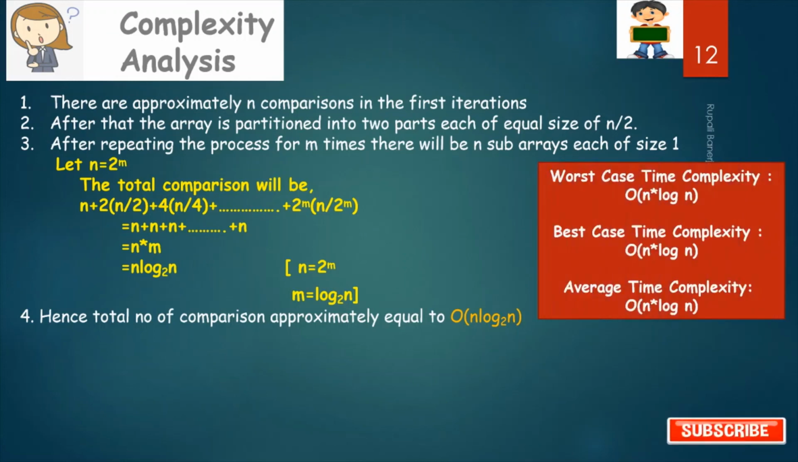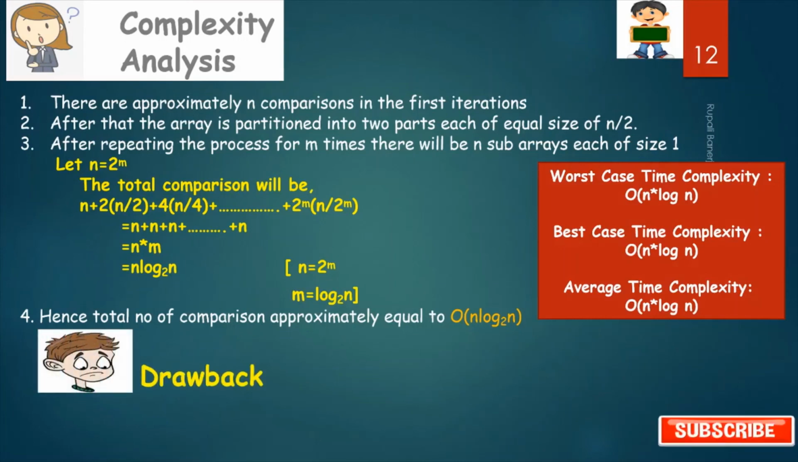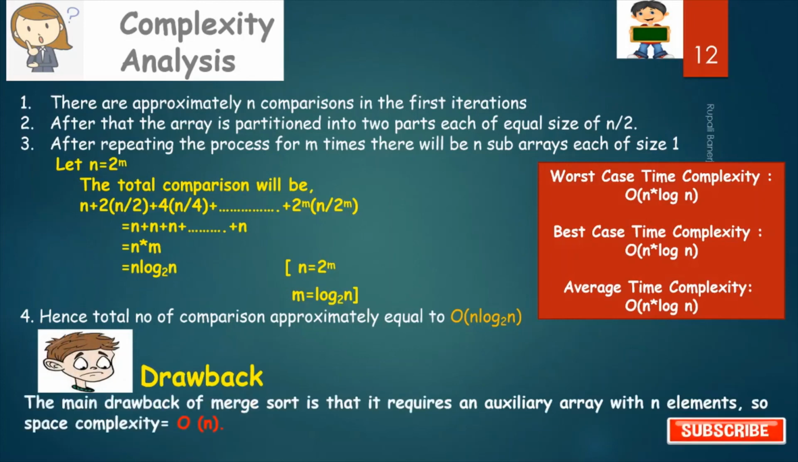And for all the cases, worst case, best case and average case, the time complexity is always order of n into log base 2 of n. But there is one drawback for merge sort. What is that drawback? The main drawback of merge sort is that it requires an auxiliary array of n elements. So, space complexity is order of n.